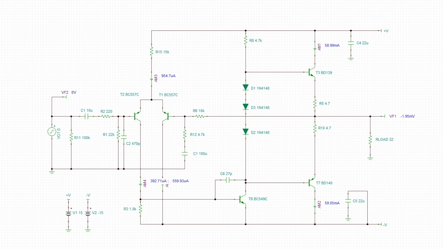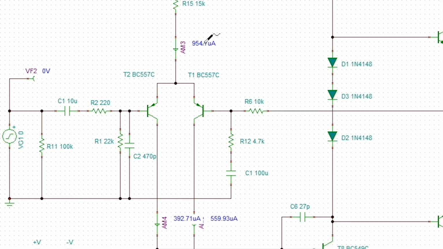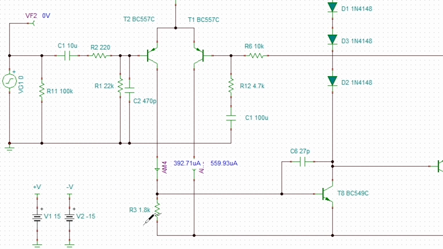Looking at the DC characteristics of the circuit, we've got roughly 954 microamps going through the long tail pair input stage here. And we've got a slight imbalance in the collector currents, but that's only because of this resistor here being fairly high value, so that makes sense.